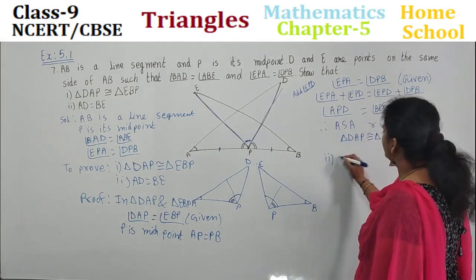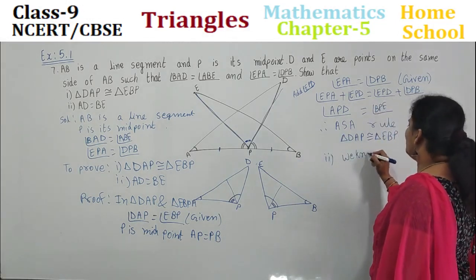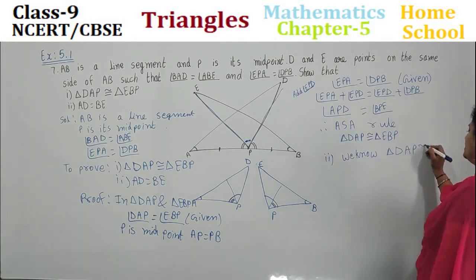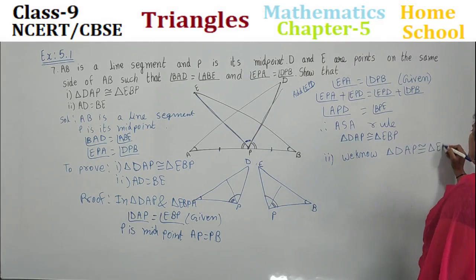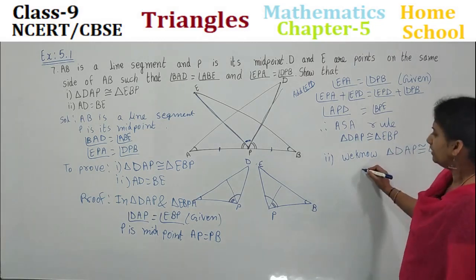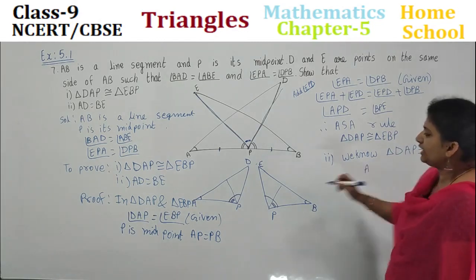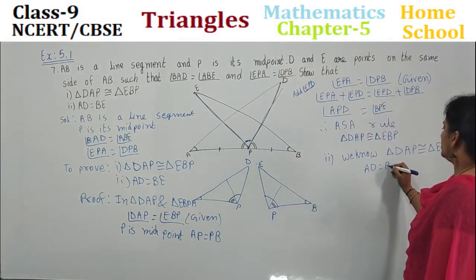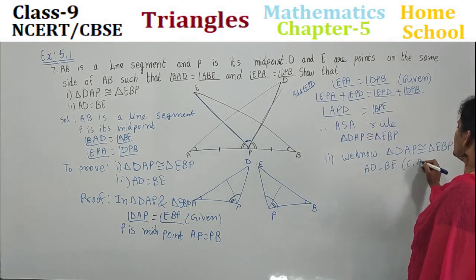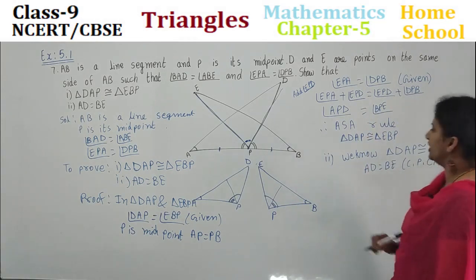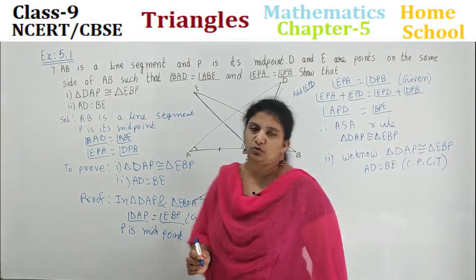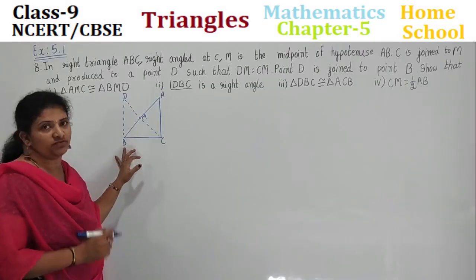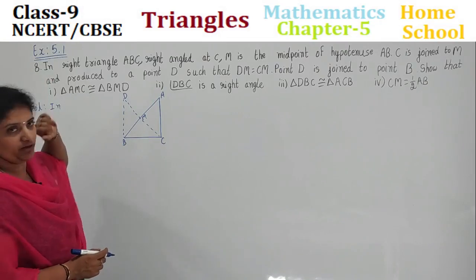We have proved now that triangle DAP is congruent to triangle EBP. If they are congruent, by CPCT, I can equate the other sides. That is, AD is equal to BE. By CPCT, I can prove that. Therefore, hence it is proved. The two cases are proved. Let's see the last problem of this exercise, that is your 8th problem.